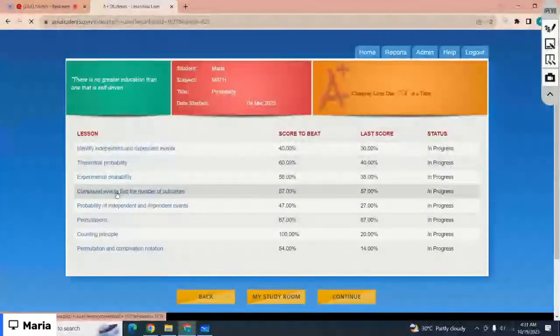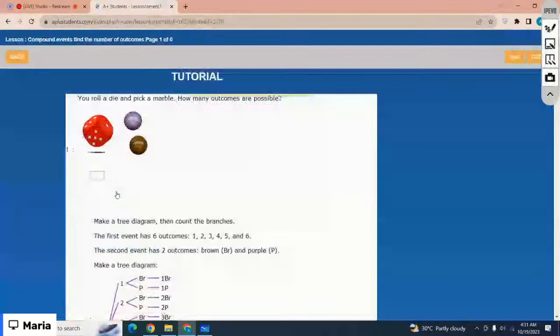The next lesson is compound event, find the number of outcomes. Now, compound event means more than one event, right? So now you are given two events. You have to find the probability of two events. Let's just start with the first example.